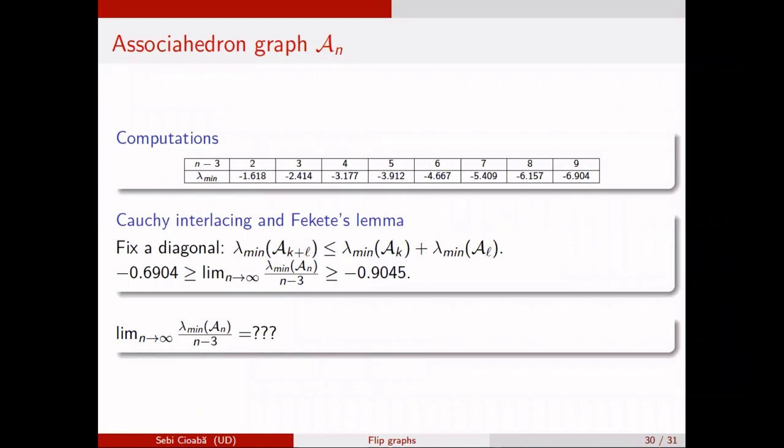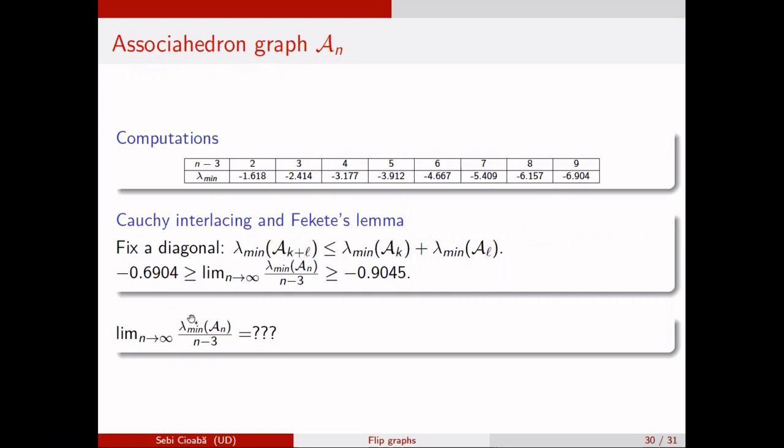Then, how do you get an upper bound, and what else can you say? Well, if you fix a diagonal in this graph, you take all the triangulations that contain some fixed diagonal, and what you get is an induced subgraph of the associahedron graph. Now, when you fix a diagonal, you can only flip a diagonal in the n-gon to the left or in the n-gon to the right. So that tells you that a box product of smaller associahedron graphs is an induced subgraph of the bigger associahedron graphs. That's how you get it, and then you use Cauchy interlacing and the fact that the eigenvalues of the box product are sums of eigenvalues of the other graphs.